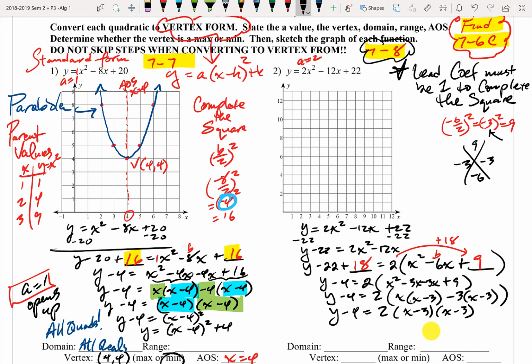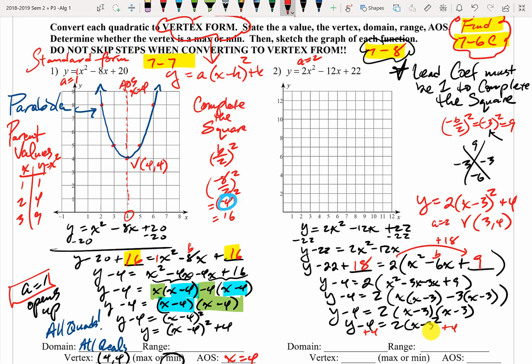That's how people skip steps, because they know the pattern. So y minus 4 equals 2 times x minus 3 squared. And so my final result, I'm going to put it in red up here, is y is equal to 2 times x minus 3 quantity squared. If you add 4 to both sides, you're going to have a plus 4. So your vertex is 3, 4, where a is 2.